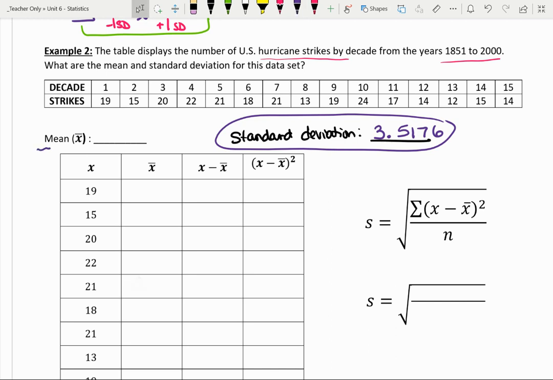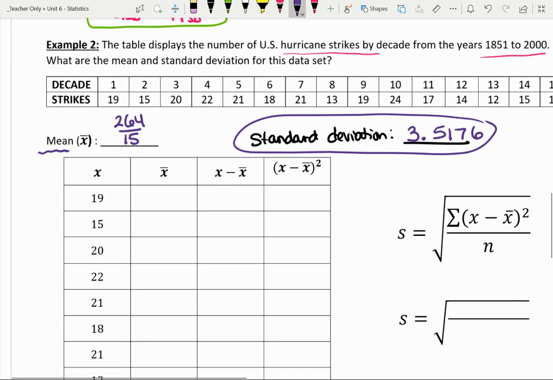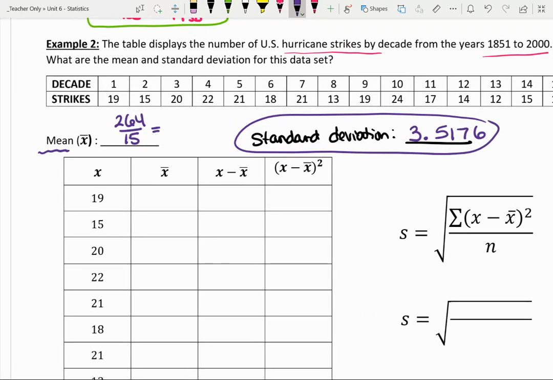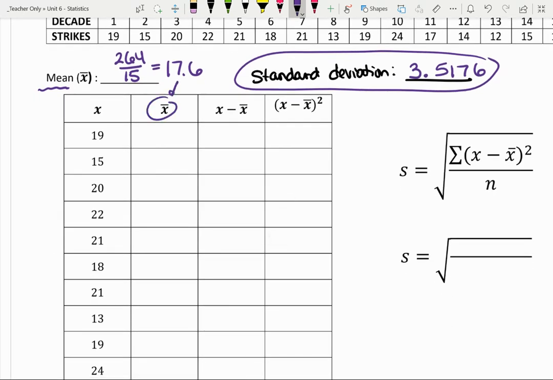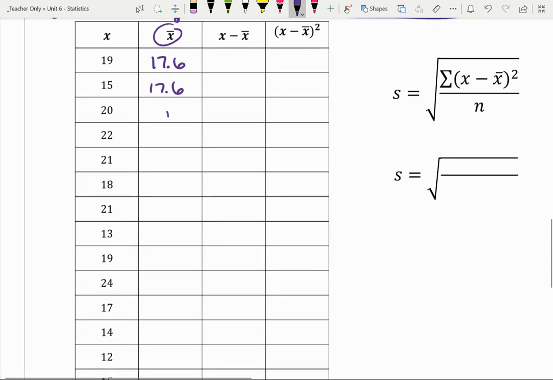So first of all, starting with our mean, of course, if we add up all of these values, there are 15 values, by the way, right? If we add up all those values, we get 264. And so dividing by 15, we get 17.6. So again, that goes in my little X bar column. I'm going to put 17.6 in all of these rows. So you would fill this entire column with 17.6.